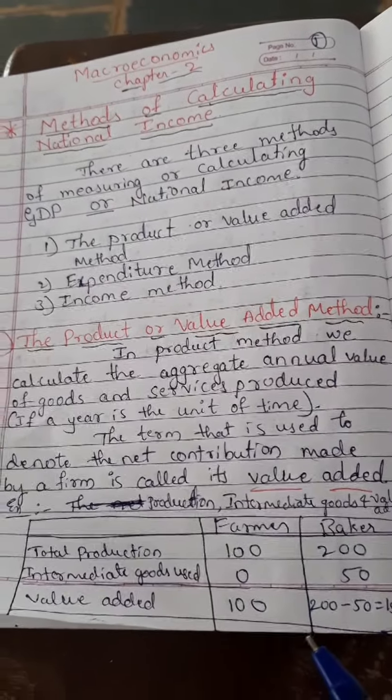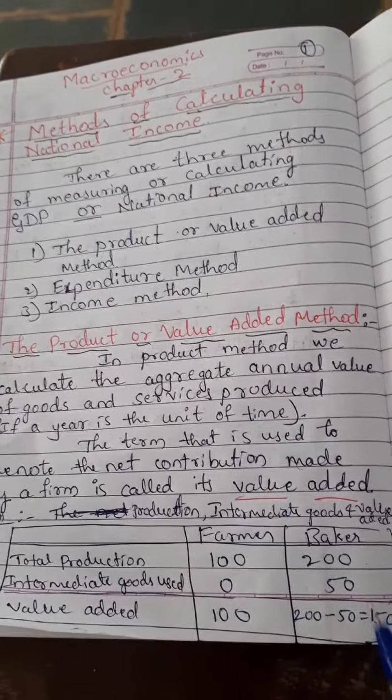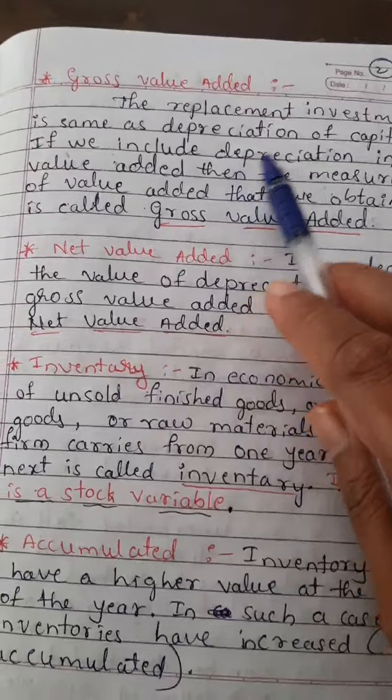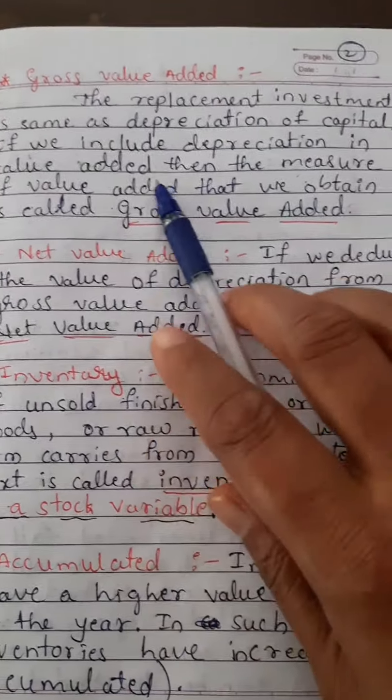Here we are adding the value added. There are two types of value added: gross value added and net value added.